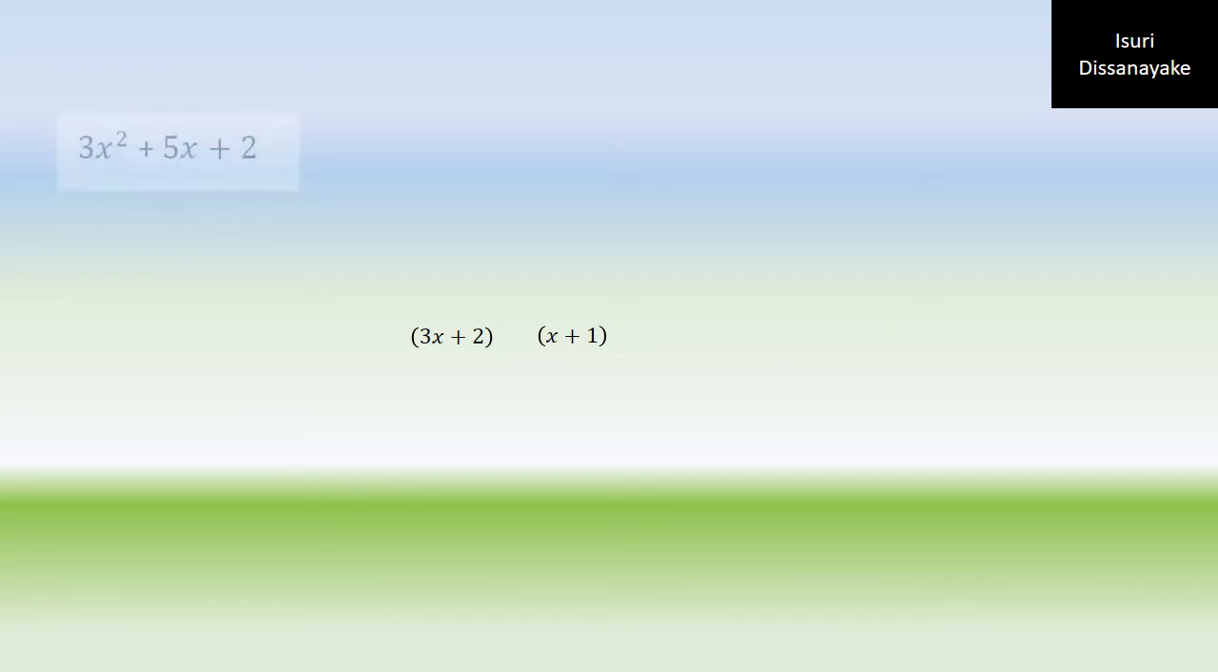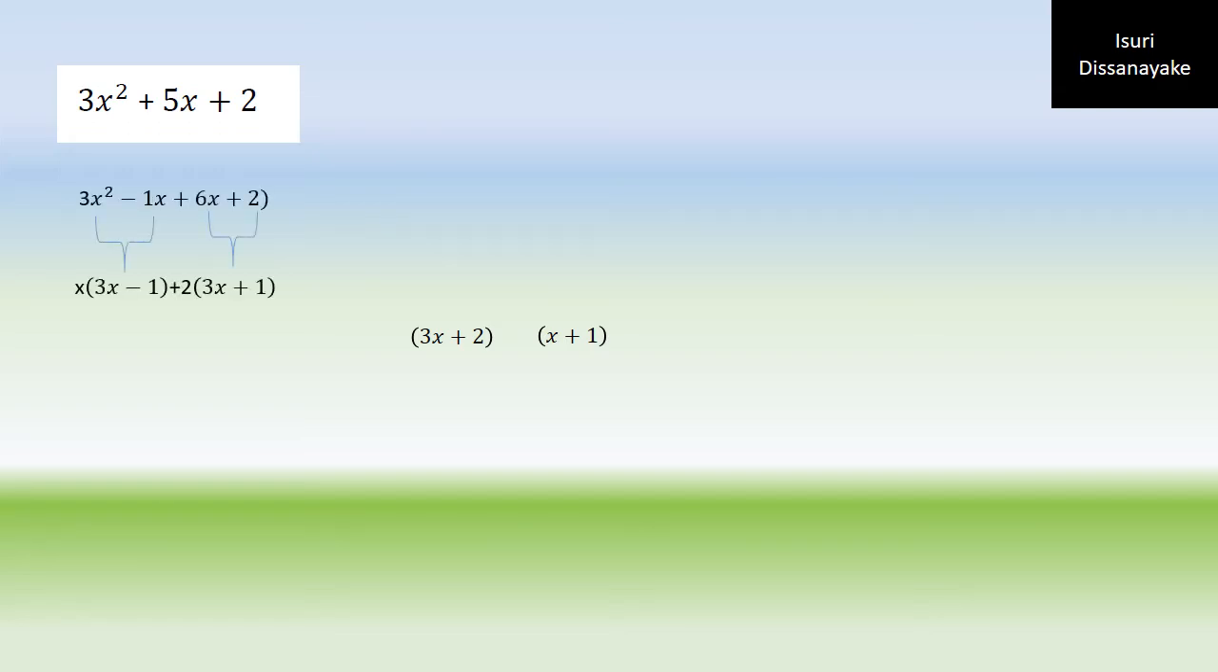In this sum, 3x squared plus 5x plus 2, you are going to split 5 into two numbers where when you add you will get 5, but when you multiply you have to get 3 times 2, which is 6. You add and get 5, you multiply and get 6. It's not as before, only 2.